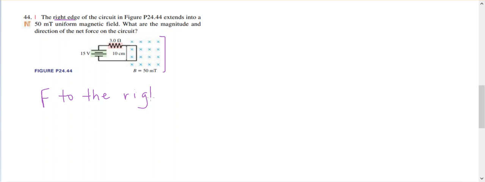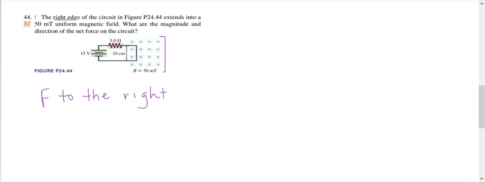Now in the example above, there was no net force because we assumed that the B field was acting on the entire circuit. In this specific example, the B field only acts on the right side of the circuit, not the left, so it won't cancel out. However, the top and bottom do cancel out.